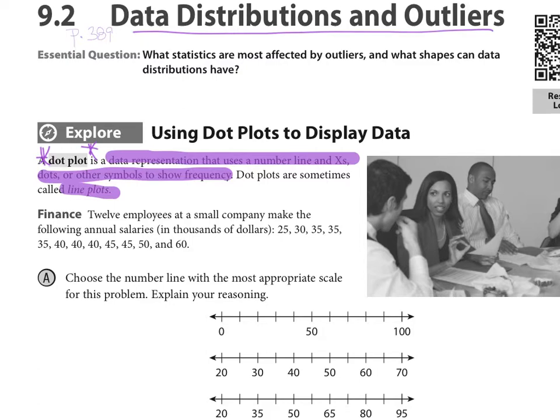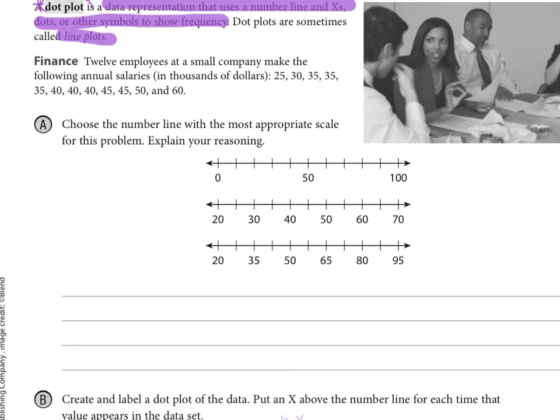So skipping down, let's take a look at our explore examples. We're given this example with finance, a bunch of salaries, right? And it says choose the number line with the most appropriate scale for this problem. Well, if we're looking here, our scale, we can see 25, 30, 35, 40, 40, 45, 45, 50, and 60, going by fives. But we also should note that the range is 25 to 60.